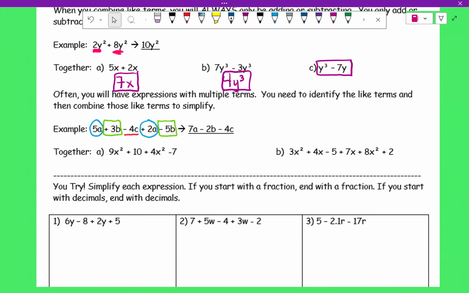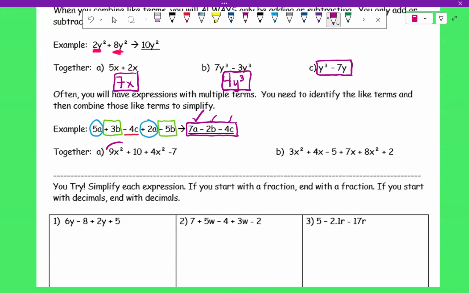Notice that in the circles and in the squares, the sign that's attached to the term is also in that circle or square. And so we're just going to combine the blue circles. 5a and 2a is 7a right here. Positive 3b and negative 5b is negative 2b. And then the negative 4c just comes over. And this answer is in simplest form because there are no like terms anymore. Let's try the next one.